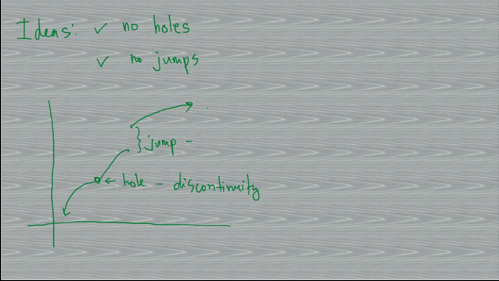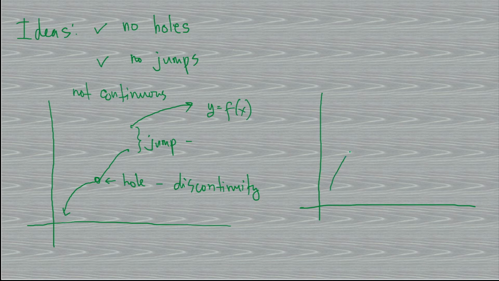So in other words, if y equals f of x is a function that has a hole and a jump in between, we may say that this function is not continuous. So what are functions that are continuous? I have here another illustration. For example, we have this type of graph, any squiggly graph here. Let's say y is equal to f of x.